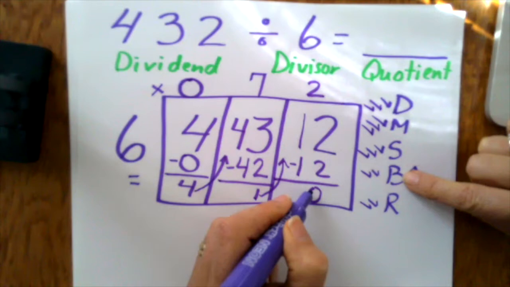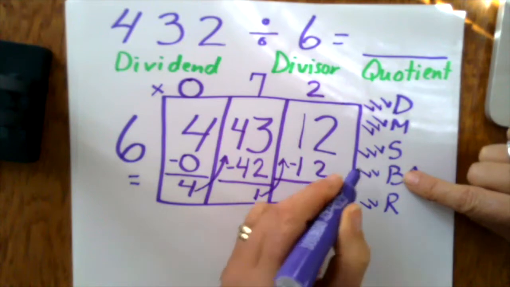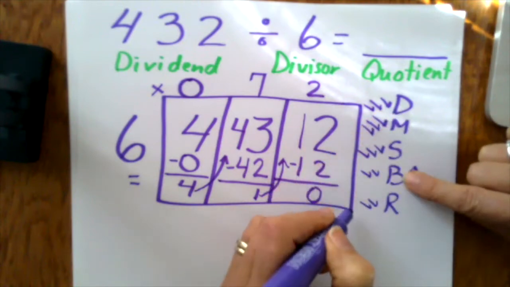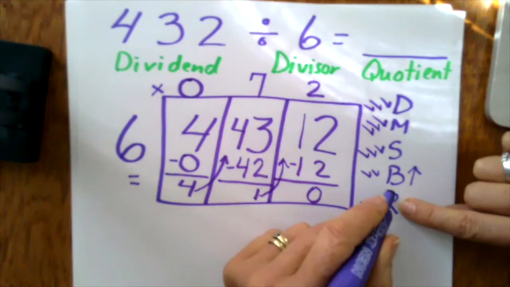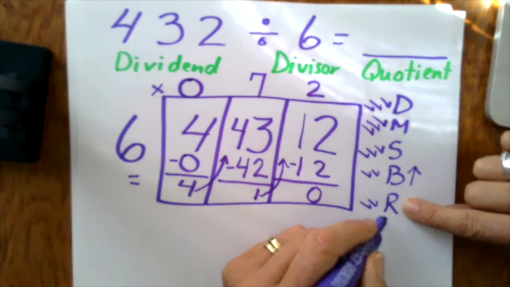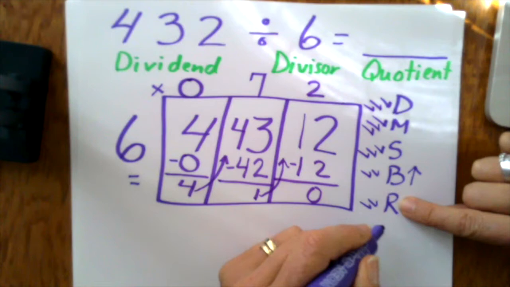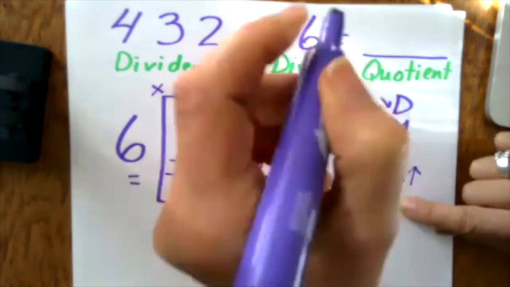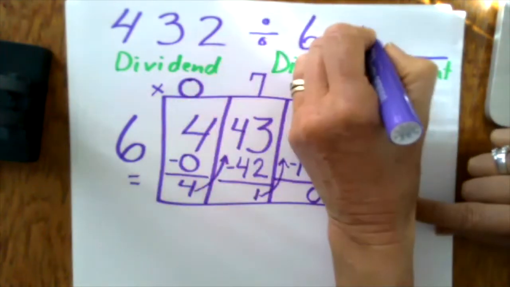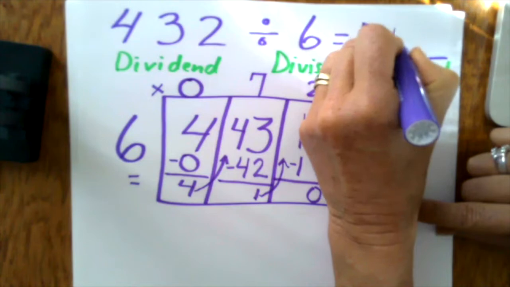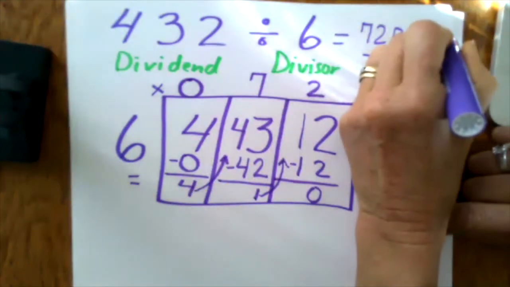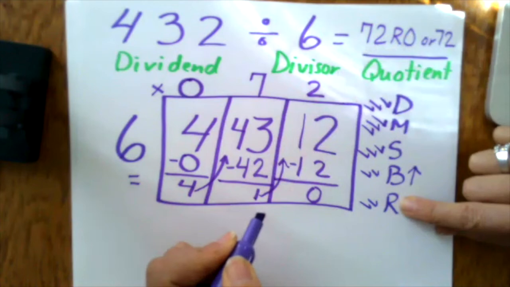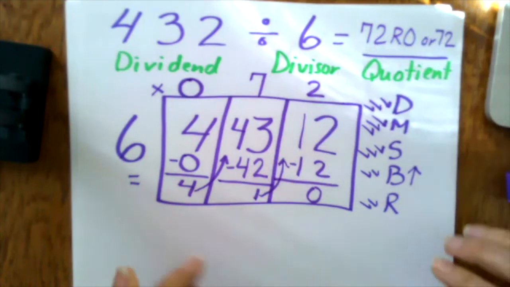And check. And now it says bring up, but see, I can't bring this up because there's no more columns, so I must be done. So normally this means remainder. It either means repeat or it can also mean remainder. So since I'm done here, I'm going to write the quotient, which is 72, remainder 0, or you could have just written 72. Okay, next problem.